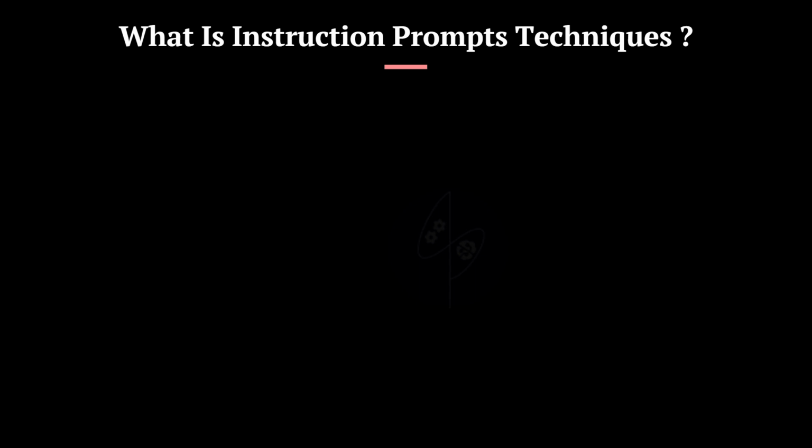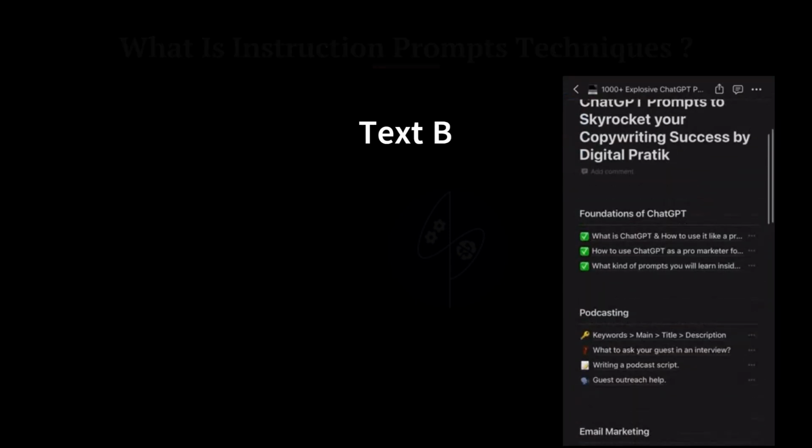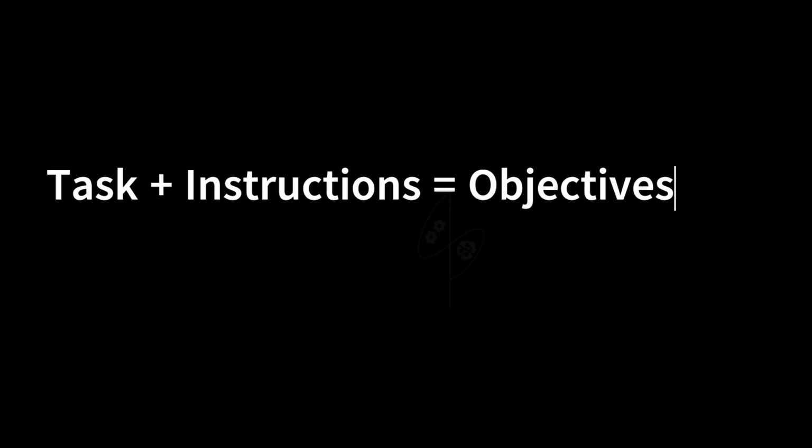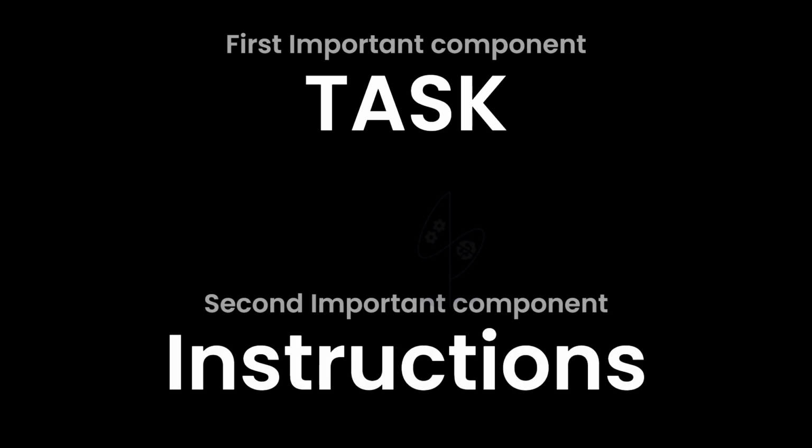The instruction prompt technique is a text-based approach that leverages ChatGPT's natural language understanding capabilities. By formulating a task and associated instructions, users can direct the model's output towards a specific objective. In this technique we have 2 main important components. First important component is task. And second important component is instructions.